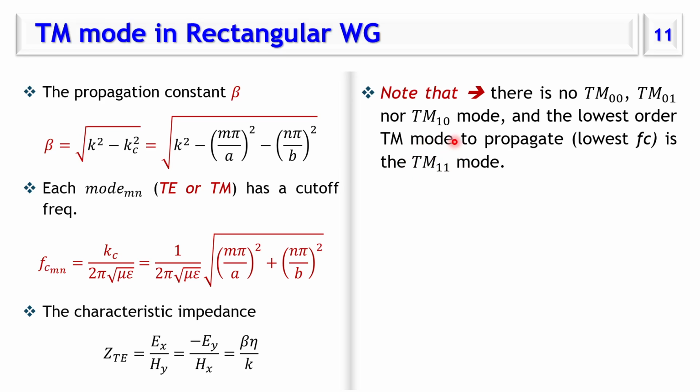and we can see that TM11 and TE11 are degenerate modes. They have the same cutoff frequency, fc of TM11 and fc of TE11 are equal to one another. Both of them have m equal 1. So TE11 and TM11 are degenerate modes.